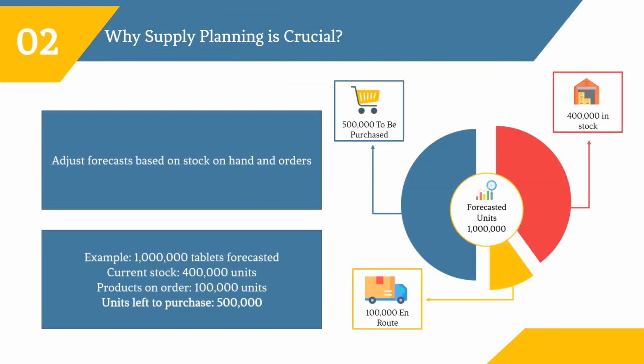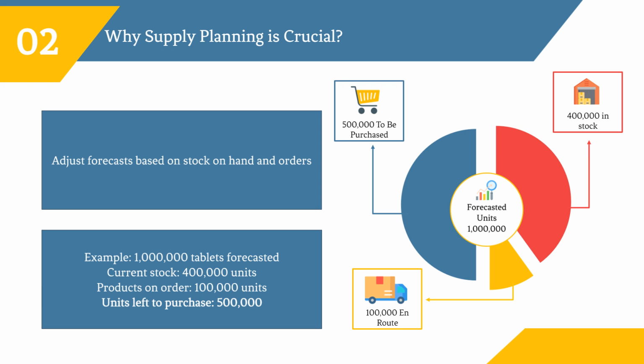Let's say a forecast has been developed estimating that a country will need 1 million tablets of the antibiotic cephalexin for the upcoming year. This means it is expected that health centers will dispense 1 million units of the antibiotic to patients over the year. However, would the system need to buy all 1 million forecasted units? This is where supply planning becomes essential.